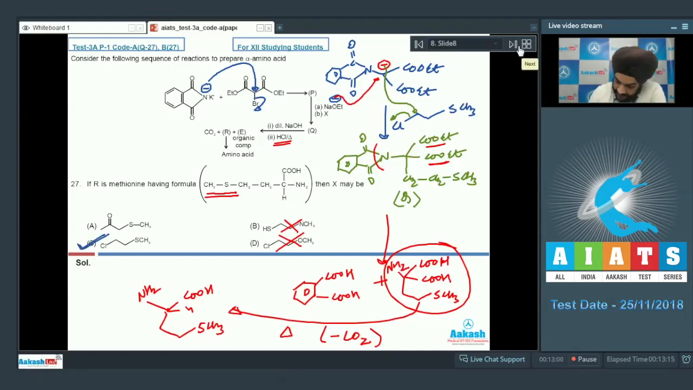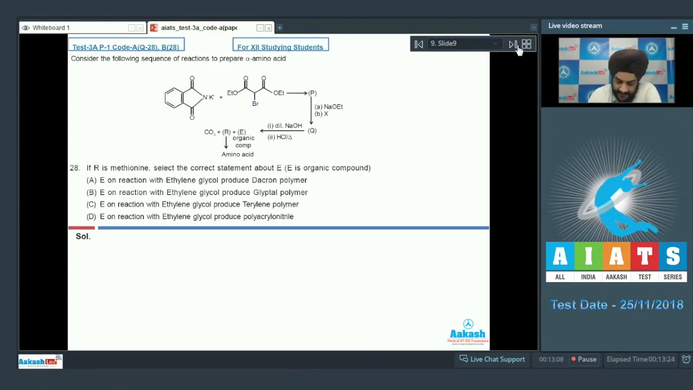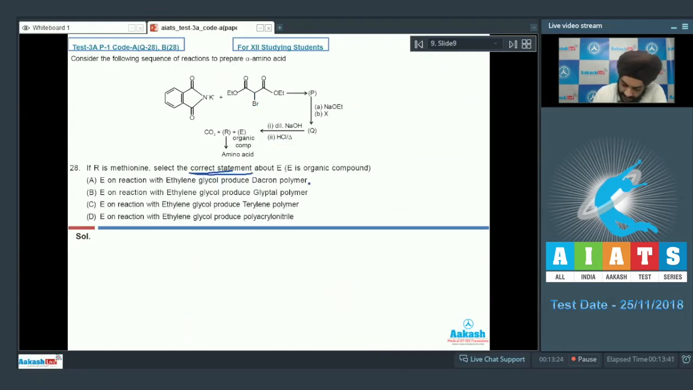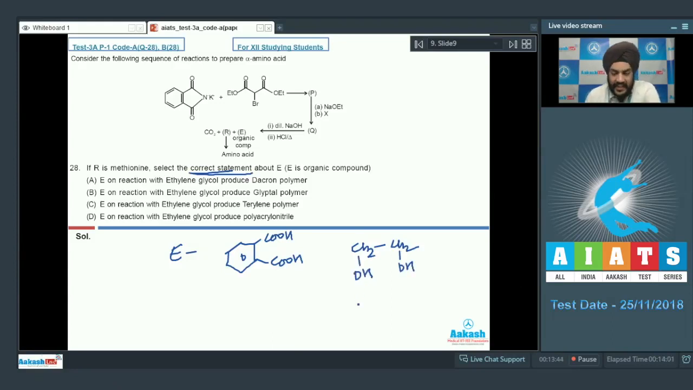Let us look at question number 28. In question number 28, the examiner is telling us if R is methionine, select the correct statement about E. So students, previously we had seen that the compound E is phthalic acid. So the compound E under consideration is phthalic acid, Ph, COOH and COOH. So it is allowed to react with ethylene glycol. So we have ethylene glycol, CH2OH, CH2OH. Examiner seems to be interested in the polymerization of these two species. So students, when polymerized, they give us glyptal. So we have to mark option B as the correct answer to our question.